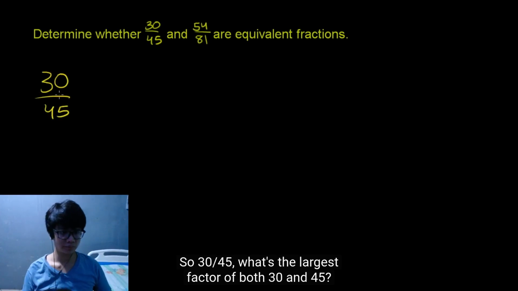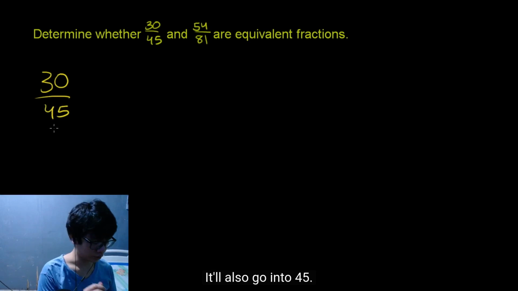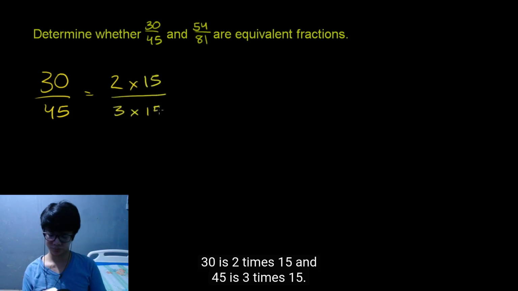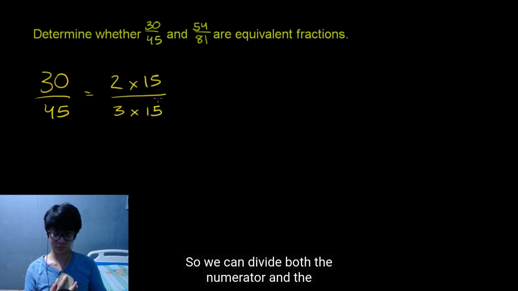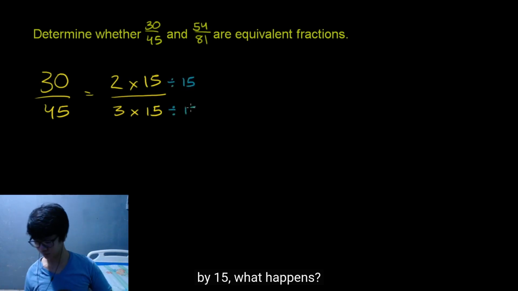What's the largest factor of both 30 and 45? 15 will go into 30. It'll also go into 45. So 30 is 2 times 15, and 45 is 3 times 15. So we can divide both the numerator and the denominator by 15.